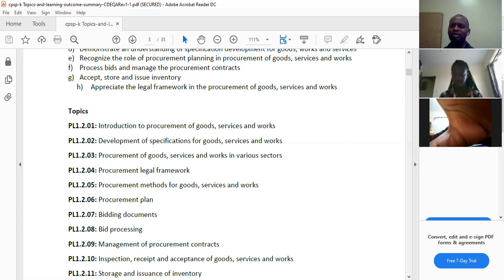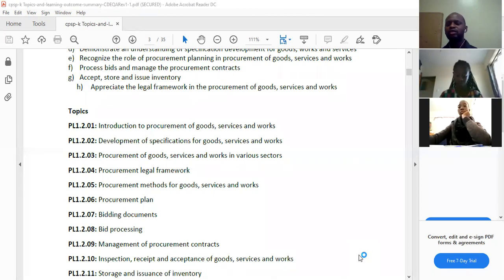You don't wake up and start procuring goods or services. You must follow a particular process. And it is very, very important to follow that process.